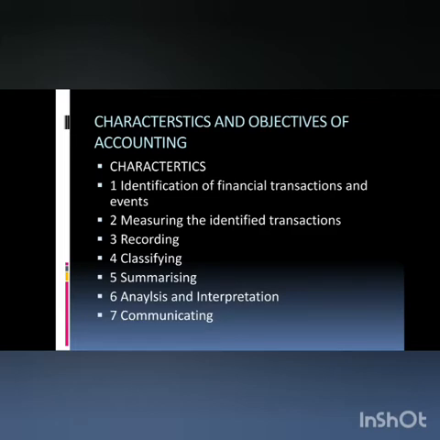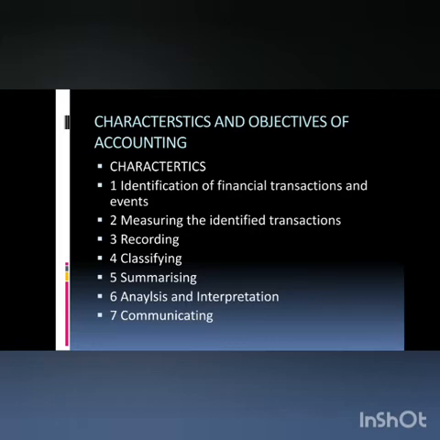Second, measuring the identified transaction. Third, recording. Accounting is an art of recording business transactions in the book of account. It is a process of recording business transactions of financial character in the book of original entry. Fourth, classifying. It is the process of grouping transactions or entries of one nature at one place in journal or subsidiary books in ledger and then posted into ledger.